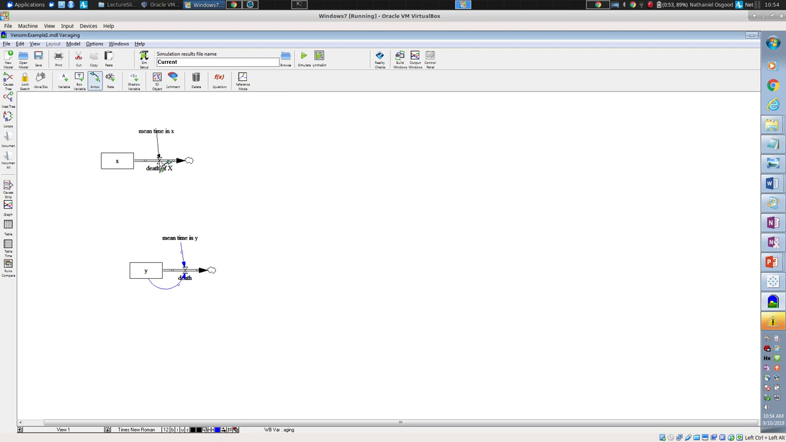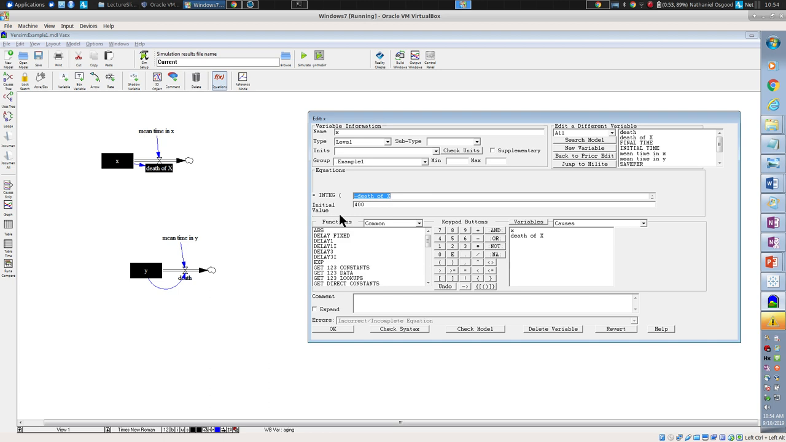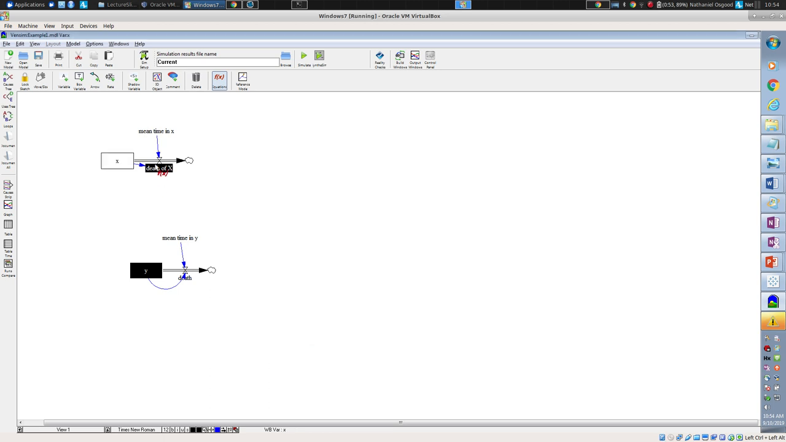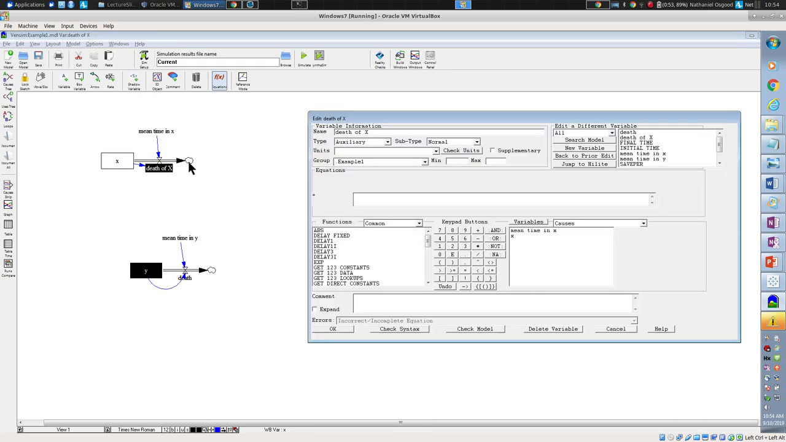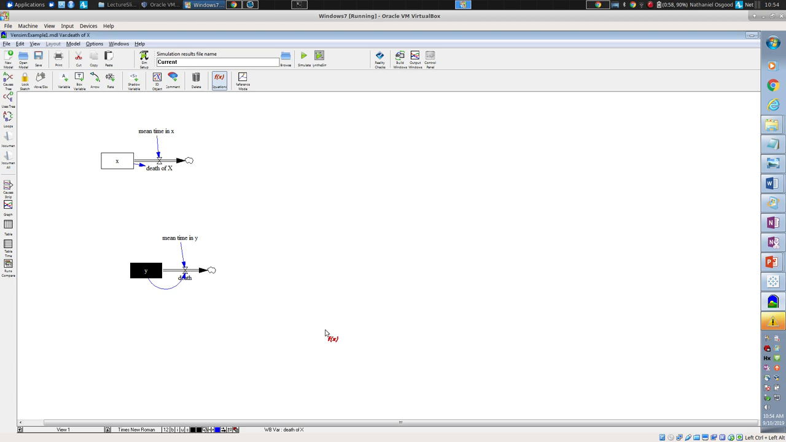There we go. And the formula for death of X, well, who should be able to tell me what this is? If you've been through my class before, 394, 858, you should be able to tell me, if this is a first order delay, what does this formula need to be? If this is the mean time, does anyone remember? It is X divided by the mean time in X, okay? So I'm just going to pick this, there we go, boom.